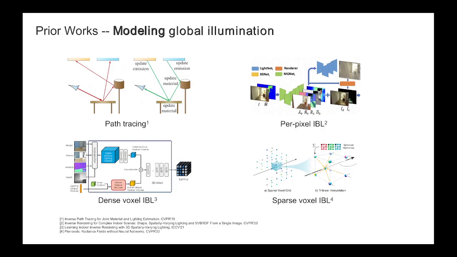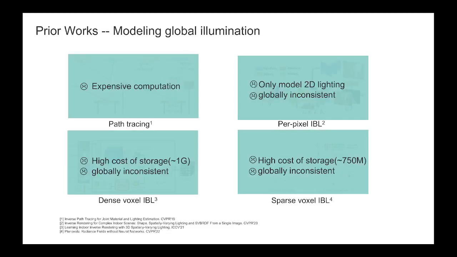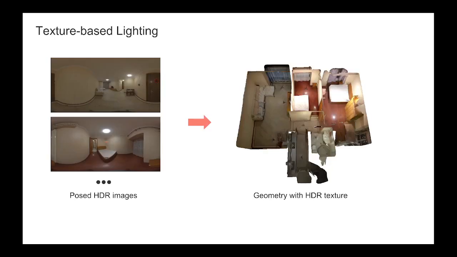Differentiable path tracing is able to model such light transport, and image-based lighting could directly represent the global lighting at a location. However, the above representations are computationally expensive or incompact. Therefore, we present a compact hybrid lighting representation to model global light transport efficiently.